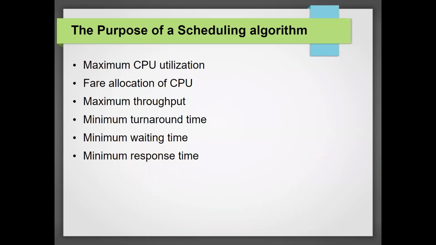Before that, I have mentioned the purpose of scheduling algorithms, why we need to do the scheduling. Scheduling is important to maximize the CPU utilization, maximize the throughput, and minimize the turnaround time. You also know that the turnaround time is the amount of time required to complete a particular process. So we need to choose a scheduling algorithm so that the turnaround time for the particular process should be minimum, and also minimum waiting time and minimum response time.